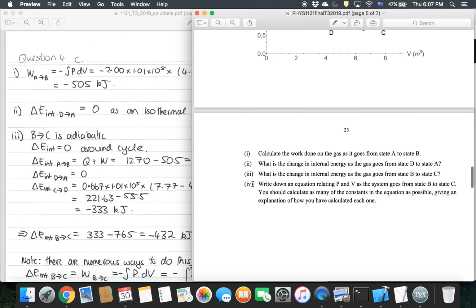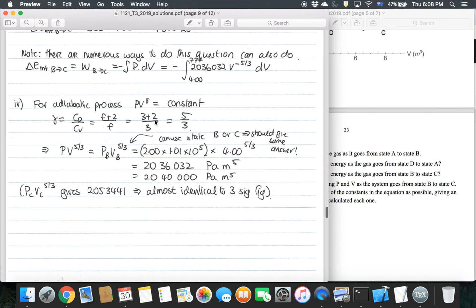Cool. Okay, so last one. Part four. Write down an equation relating P and V as the system goes from state B to state C. You should calculate as many constants in the equation as possible, giving an explanation of how you calculate each one. It sounds very complicated, but we all know what the equation relating P and V in the adiabatic process is, and there's only two constants that we really have to calculate. So yeah, PV to the power gamma is equal to some constant. So I guess in this case we have to calculate this gamma and this constant.